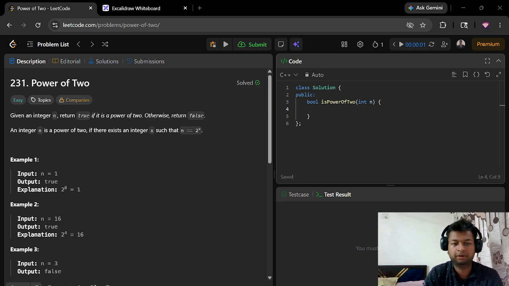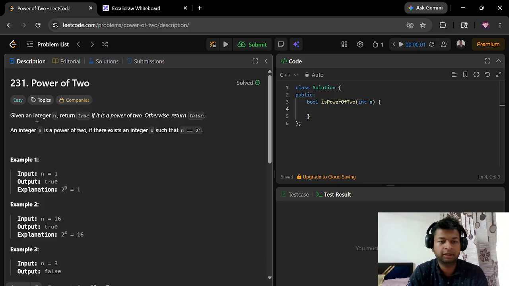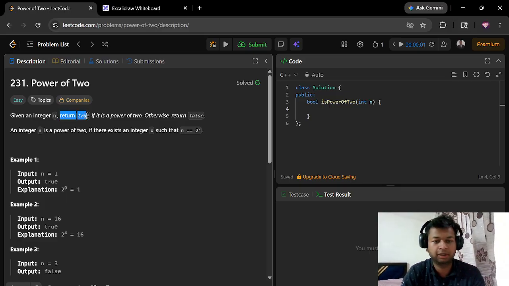So hello friends, our today's question is question number 231, which is power of 2. So what this question is saying, let's see. Given an integer n, we need to return true if it is a power of 2, otherwise return false. An integer n is a power of 2 if there exists an integer x such that n is equal to 2 to the power of x. So we need to calculate here if a given number is a power of 2 or not.